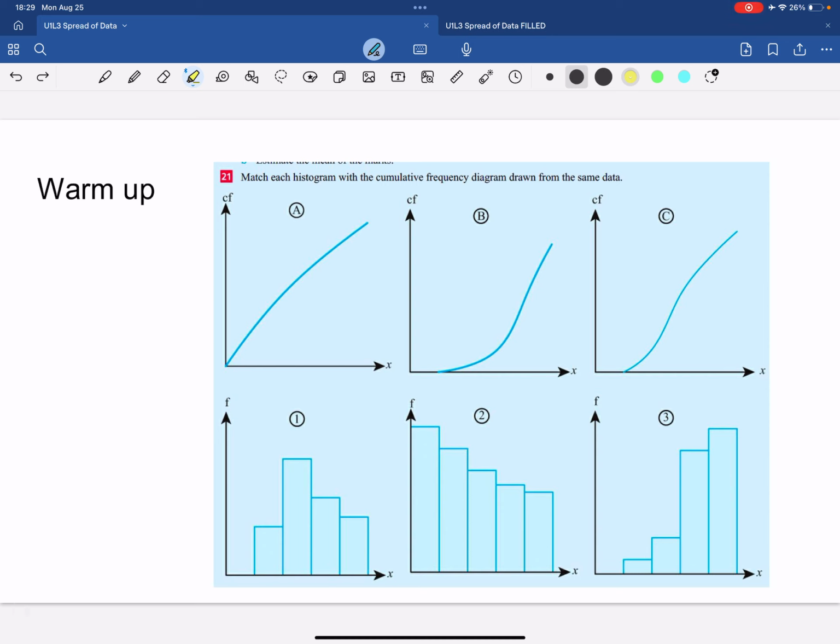Okay, another question. Matching, right? Histogram with CDF. So you can do this however you want. You can write A, B, C, you can write these below, matching the numbers. You can draw arrows. But we have some different shapes and we want to know which matches.